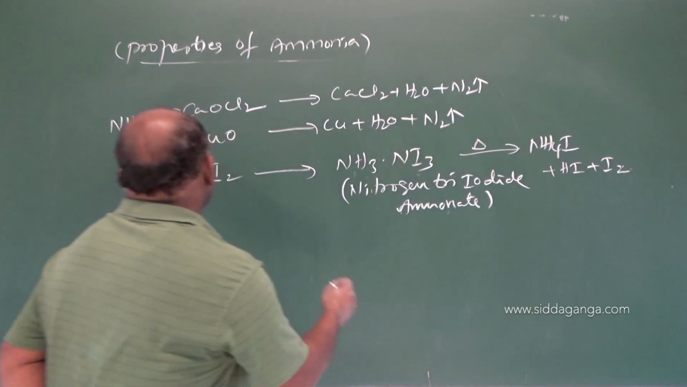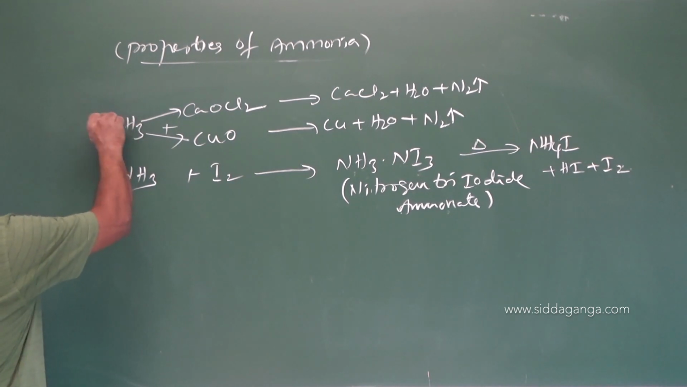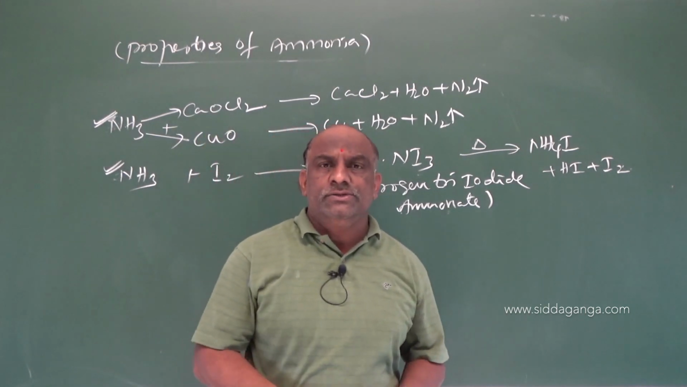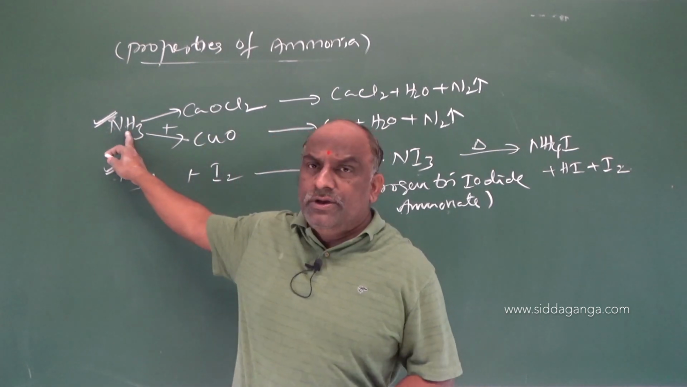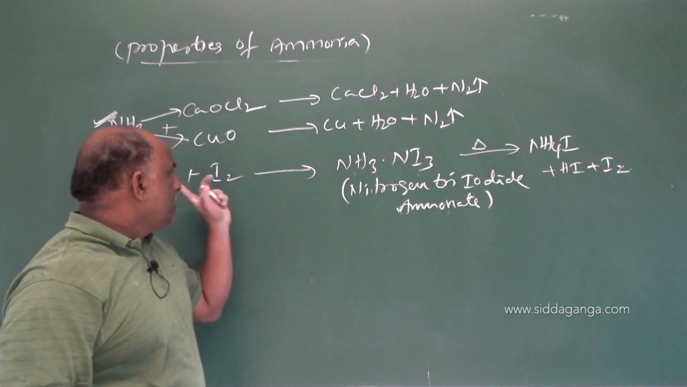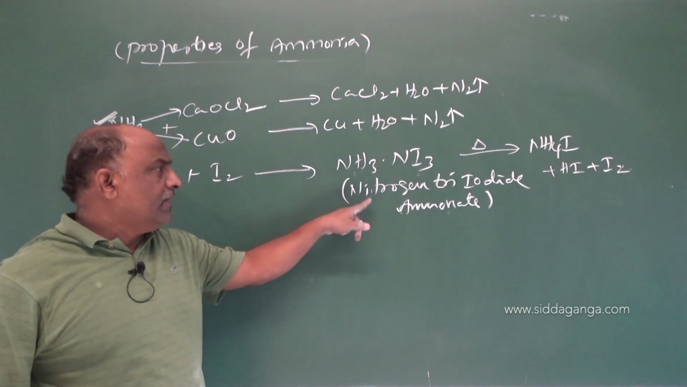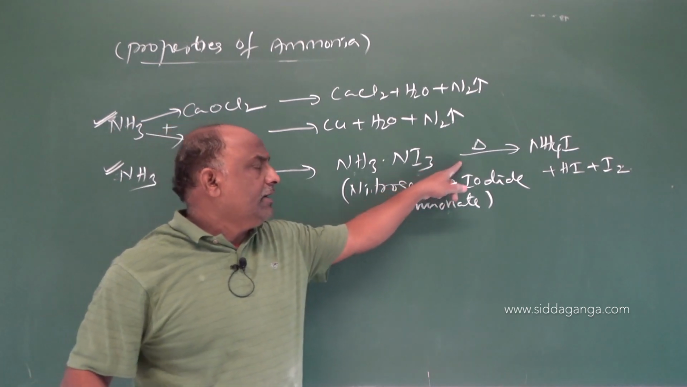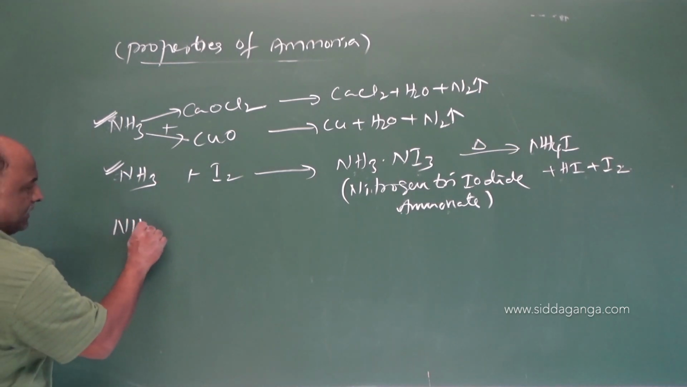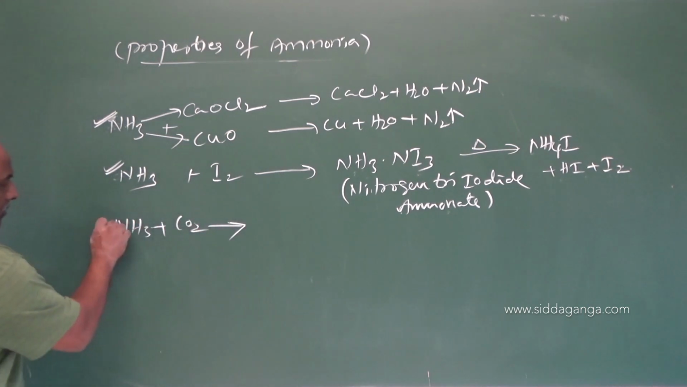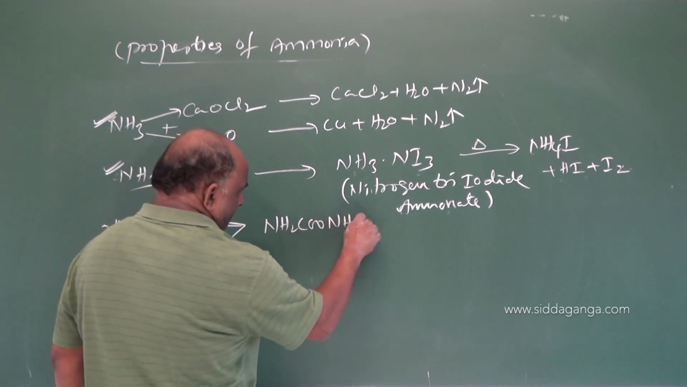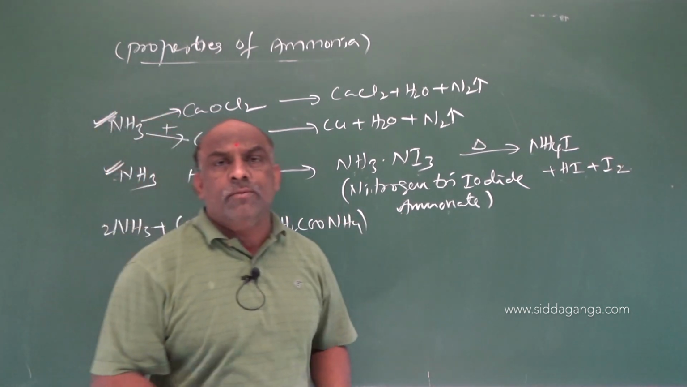These reactions are additional reactions, for those who are preparing, especially JEE students. JEE students, you require this type of reactions. Ammonia reacts with bleaching powder. Ammonia reacts with copper(II) oxide. Ammonia reacts with iodine, and the compound is nitrogen triiodide ammonate. On heating, it liberates ammonium iodide plus HI plus I2. Ammonia is treated with carbon dioxide, then the compound is NH2COONH4, which is ammonium carbamate.